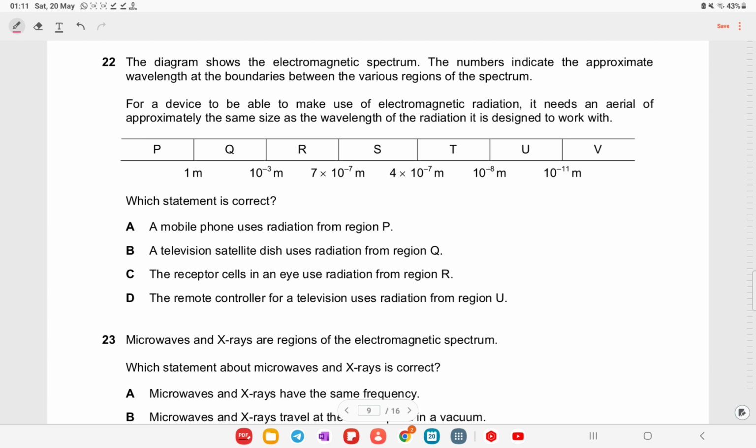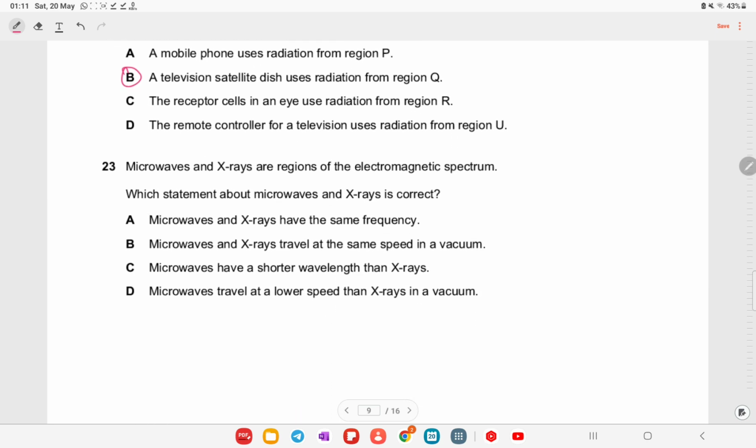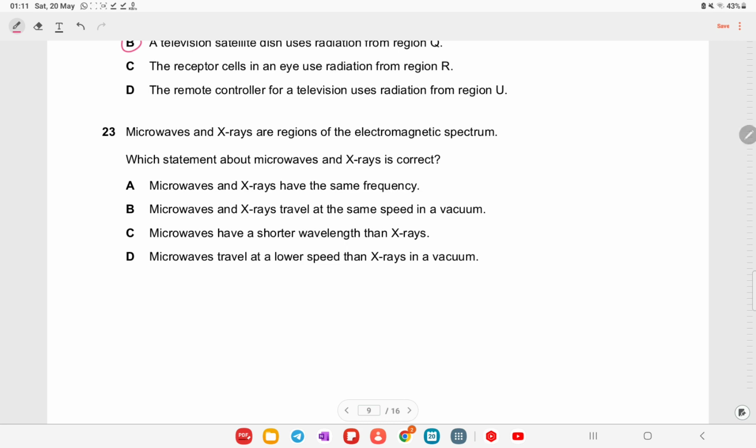PQRSTUV. A mobile phone uses radiation from region P. A television satellite dish uses radiation from region Q. Yep, and that's going to be the right answer, because if you memorize those values, you can easily identify these MCQs. Okay, microwaves and X-rays are regions of the electromagnetic spectrum.